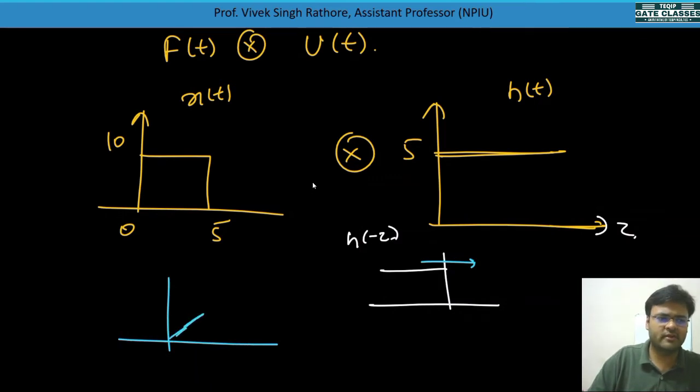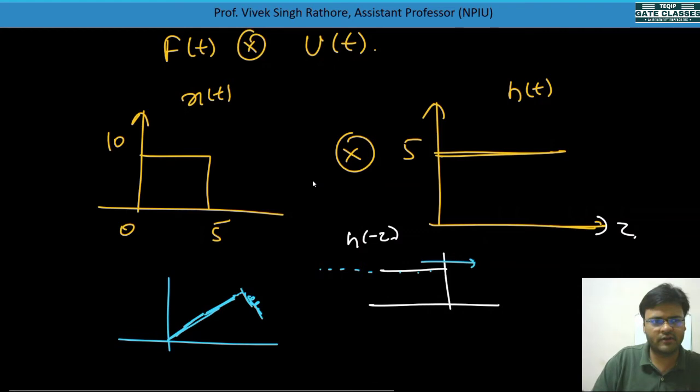So what will we get as the response? Up till 5, the value will go on increasing, because this value extends to minus infinity and is multiplied with this value. But after a certain point the value will remain fixed, and it will become constant. So ultimately, what is happening is the integration of this signal.